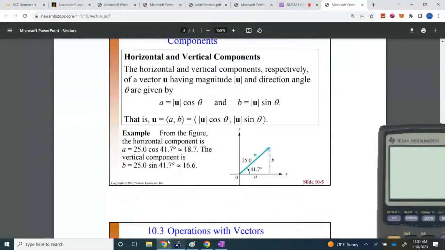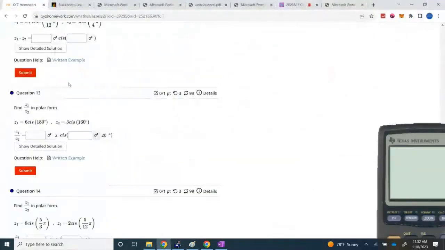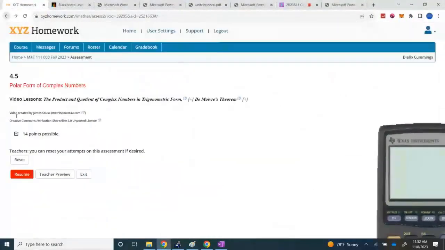All right, so let's take a look at homework 4.6.